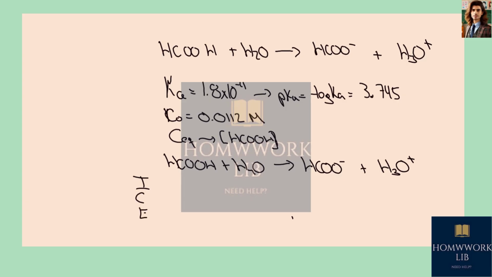We're going to have an initial concentration of C0. In the case of water, it doesn't matter because it is a condensed phase, and condensed phases do not enter into equilibrium equations. Next, we're going to have initially 0 of each of these compounds. Their amount of change is going to be minus X, and plus X, respectively. So at equilibrium, we're going to have C0 minus X, and X.